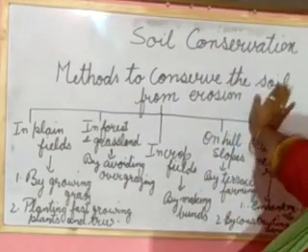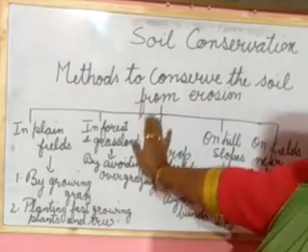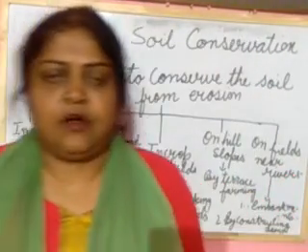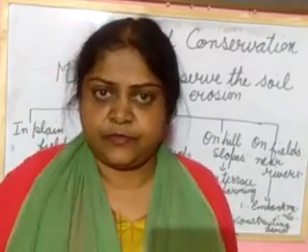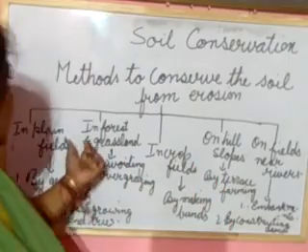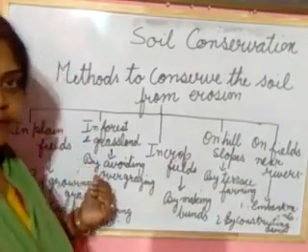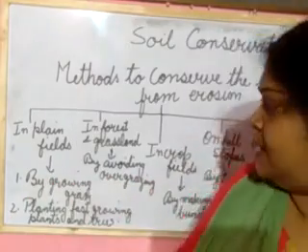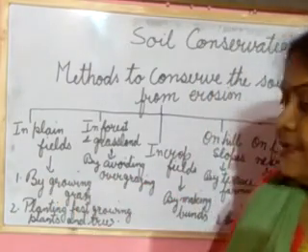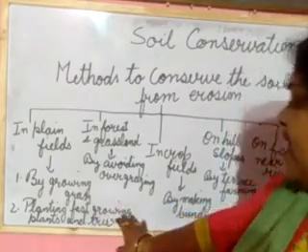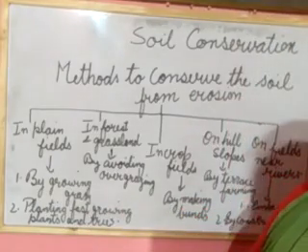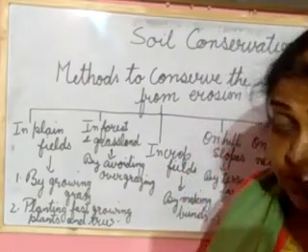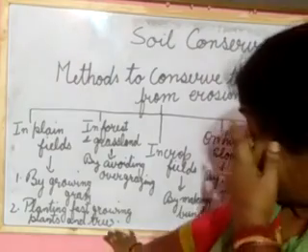These are the methods of soil conservation from erosion. Number one, you see in a plain field. In a plain field, how can we conserve the soil? By growing grass or by planting fast growing plants and trees.